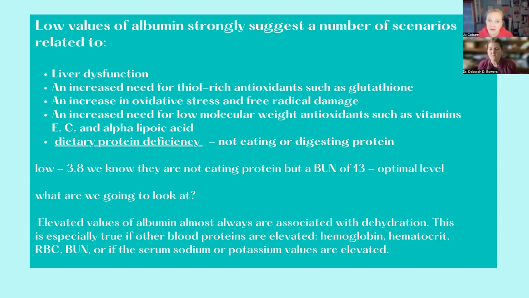So it does have a link to digestion, but it's not the only reason. When I first went through that, you get stuck on these things like, okay, the only reason you would have low protein is because you don't have good HCl, right? And it could be true, but it's not always the case. So in this scenario, let's say you have a low albumin of about 3.8. You know your client's not eating protein, but they have a normal BUN of 13. It's super optimal. What are you going to be thinking?